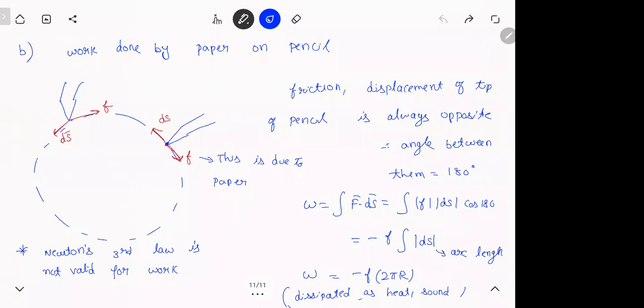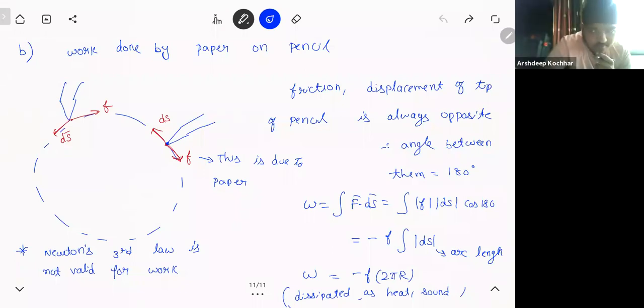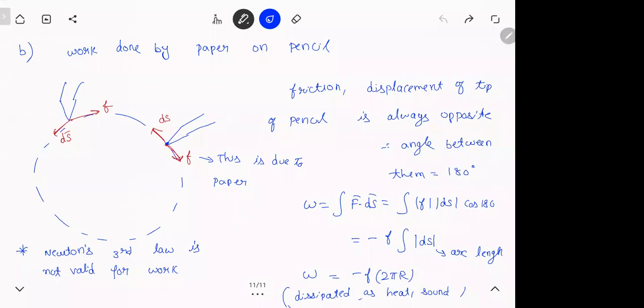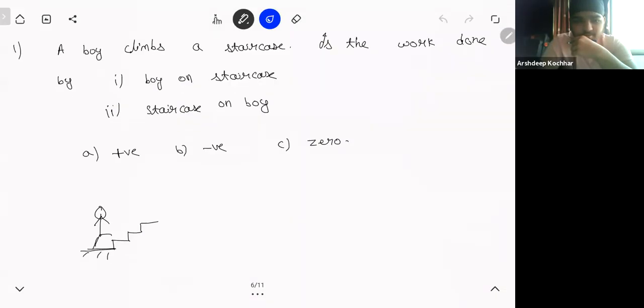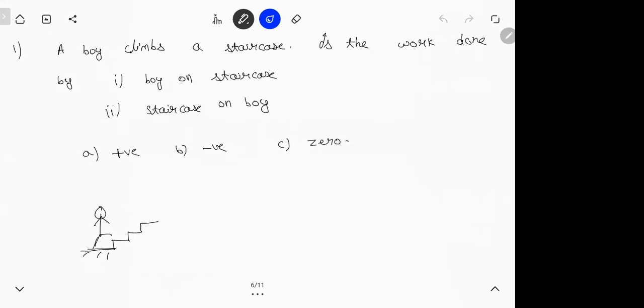Let's see one more. Sir, then won't the displacement be 0? Okay, displacement is 0 then. Work is 0. Who told you that? Displacement 0 so work done 0.